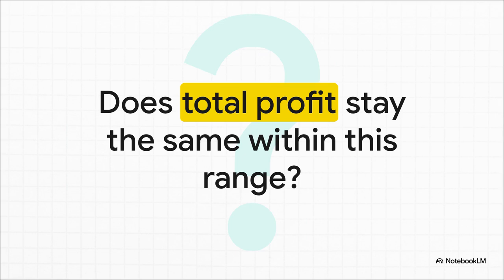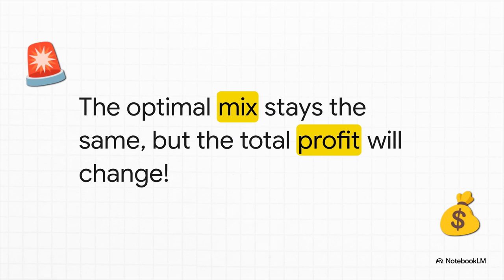If a unit profit changes, but it stays perfectly within that range of optimality, does your total overall profit stay exactly the same? Trap avoided. The correct answer is no, absolutely not. The combination or the mix of the products we're making won't change, but since the actual profit per unit just changed, our total bottom line profit is definitely going to recalculate, right? Like if you make $1 less per item and you're still making 40 items, your total profit drops by $40.